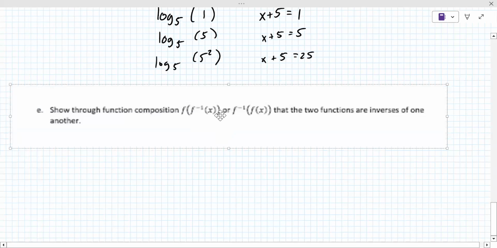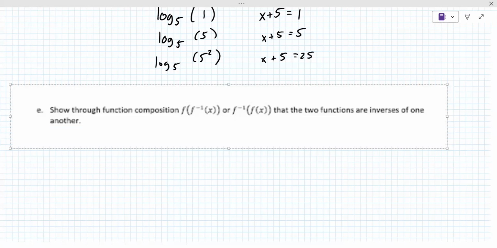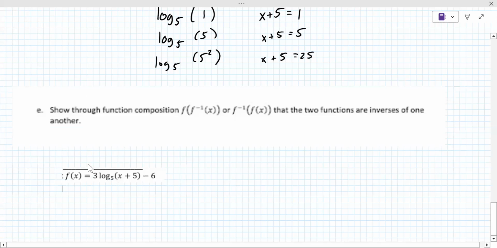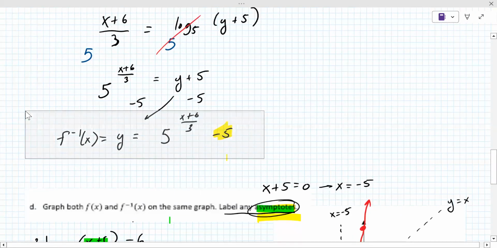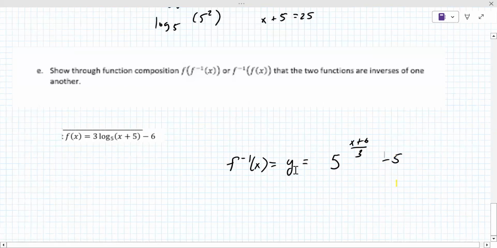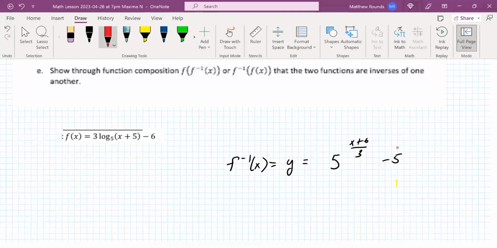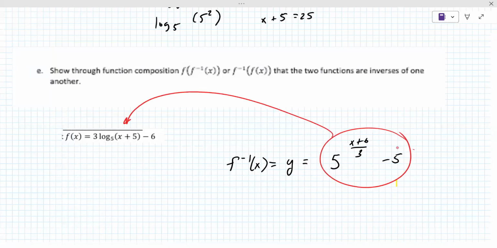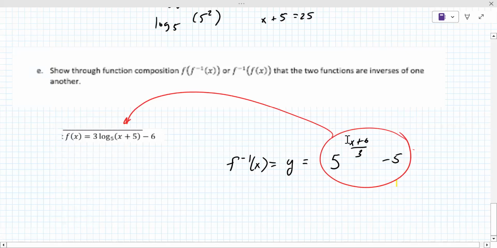Show through function composition f of f inverse of x or f inverse of f of x that the two functions are inverses of one another. So you do have to go back to what you started with, which is, I'm gonna just grab it again so that it's clear. There's f of x. Let me go grab our inverse. Hopefully all that'll come down. All right. So you have to decide, do you want to go everything from this one on the right in here, or do you want to go everything from the one on the left into the one on the right? There's no right or wrong answer. You just have to pick.